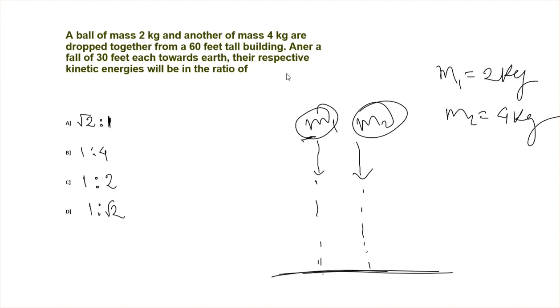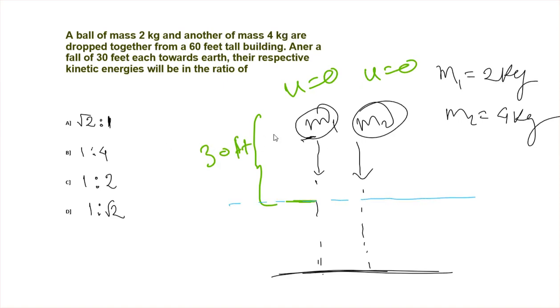Okay, so after a fall of 30 feet, that means the 50% distance. Okay, so this is the 30 feet. Their respective kinetic energy: initially the ball has been dropped downwards, so initial velocity will be 0 for both the cases. Okay, so final velocity हम लोग को निकालना पड़ेगा. Okay, so at this point what will be the velocity? So this will be v2 and this will be v1.